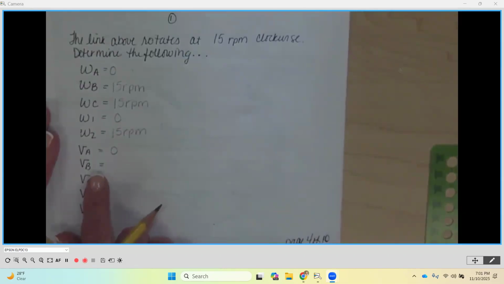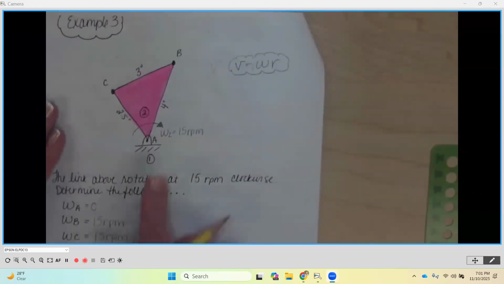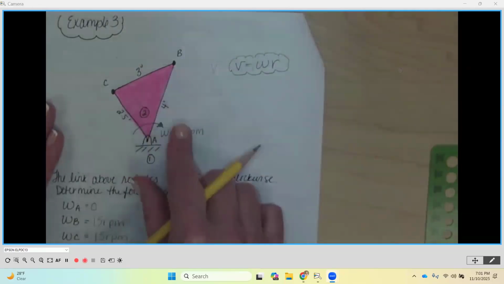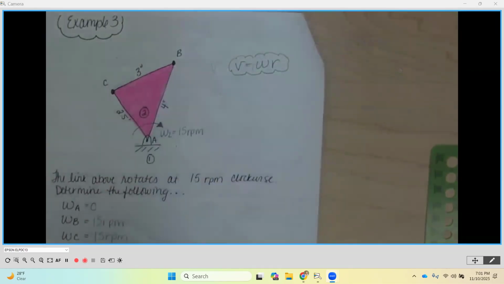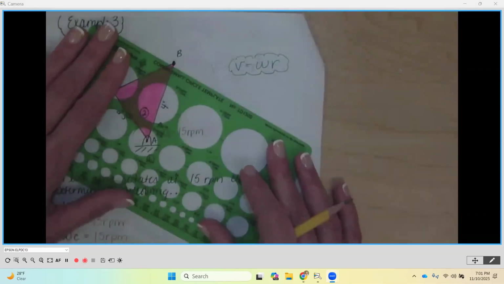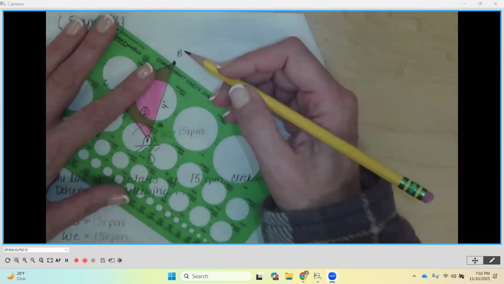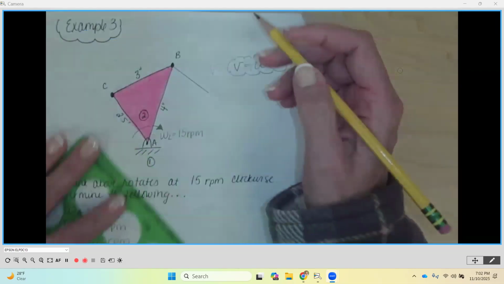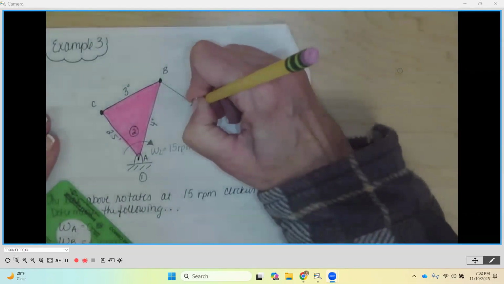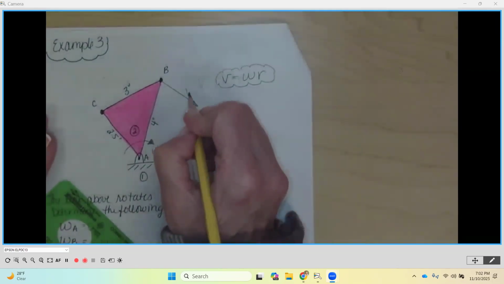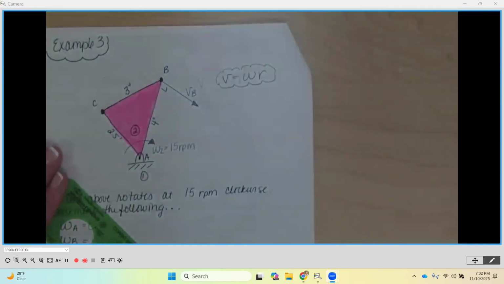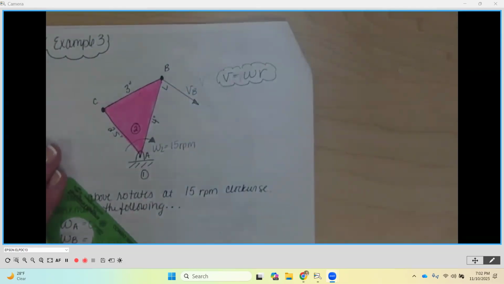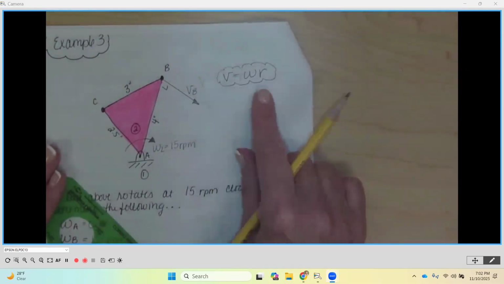What about point B? Point B is out here, right? Point B is on that rotating link. And it is going to be rotating, but it also has that straight line velocity component, right? Am I perpendicular here? I think I am. So point B does have a straight line velocity perpendicular to the radius back to its rotation, right? Okay. And we can calculate its magnitude using this equation.